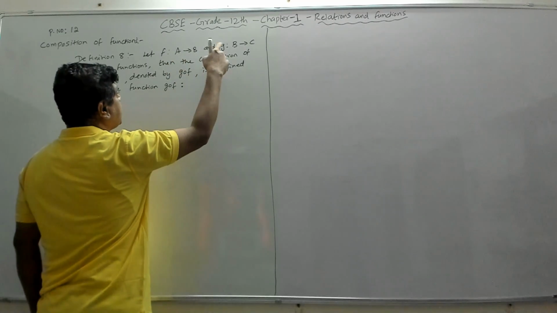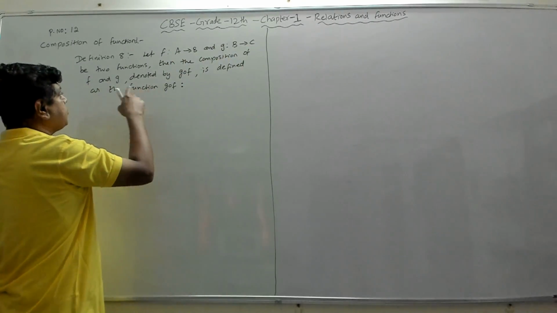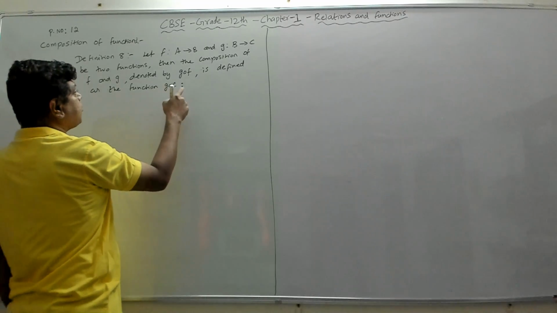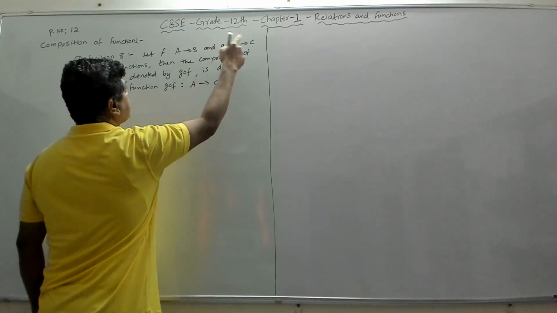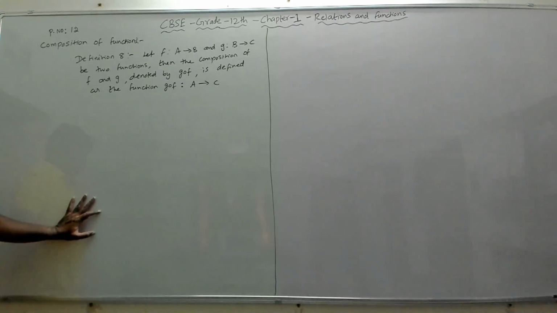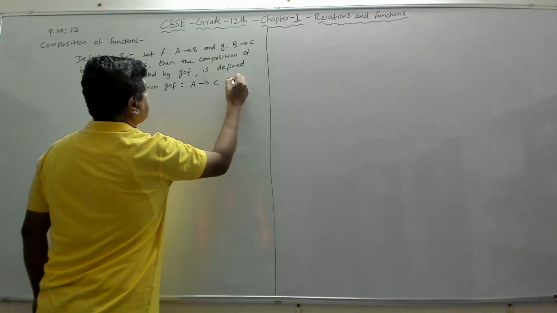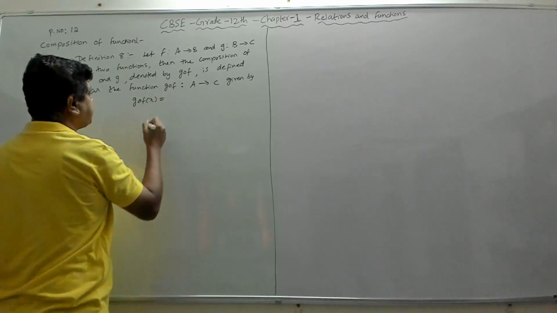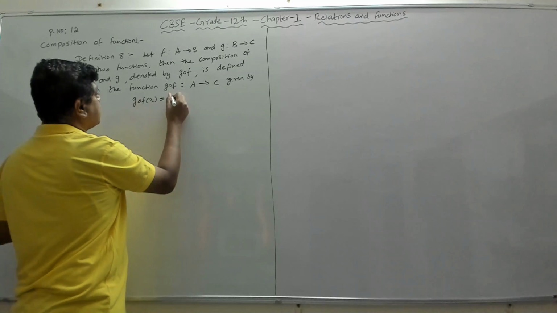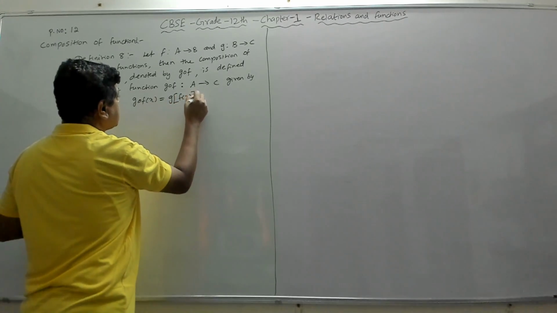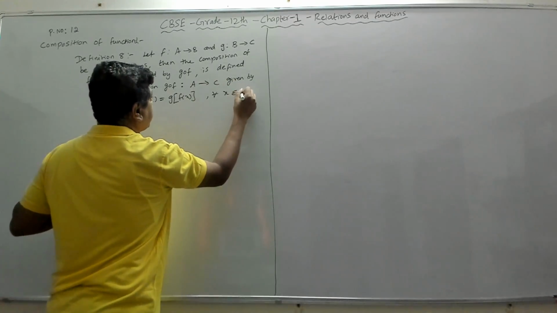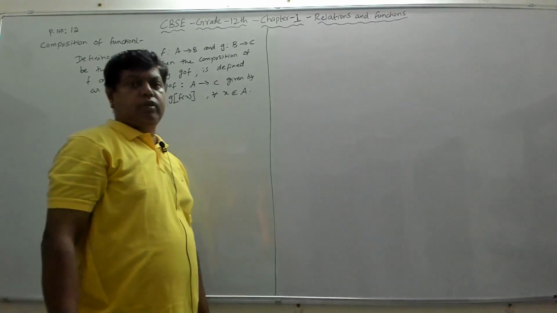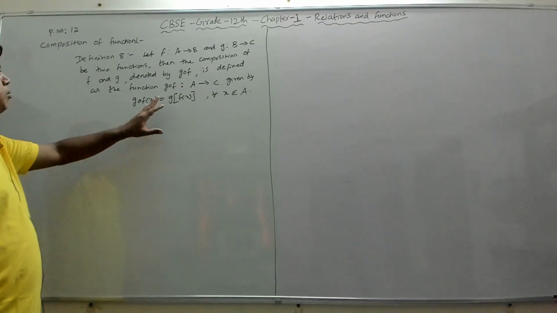So f is a function from A to B and g is a function from B to C, means the composition of f and g is denoted by g of f and is defined as the function g of f from set A to set C, given by g of f of x is equal to g of f(x), for every x belonging to the set A. So this is called the composition of two functions f and g. This is the definition of composition of two functions f and g.